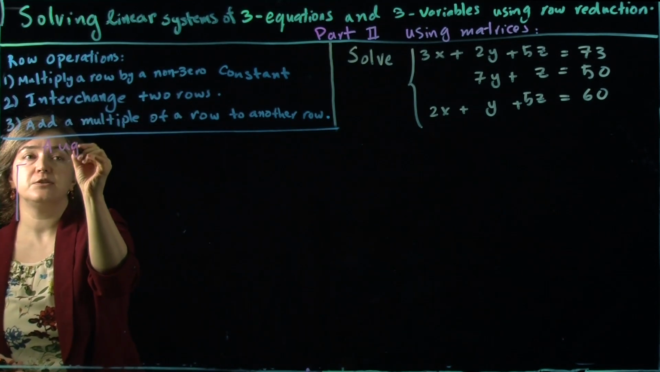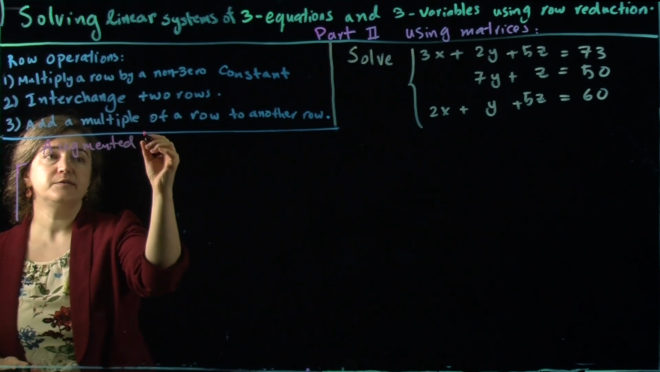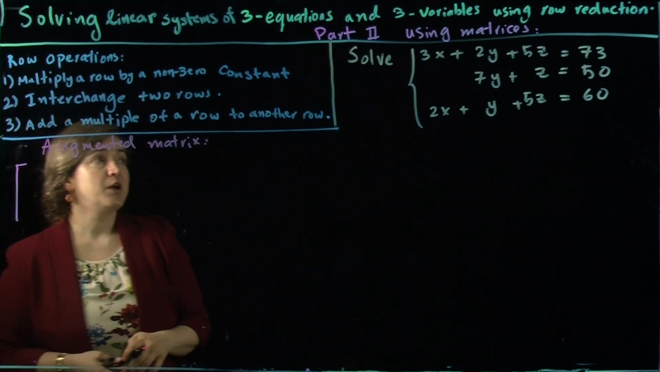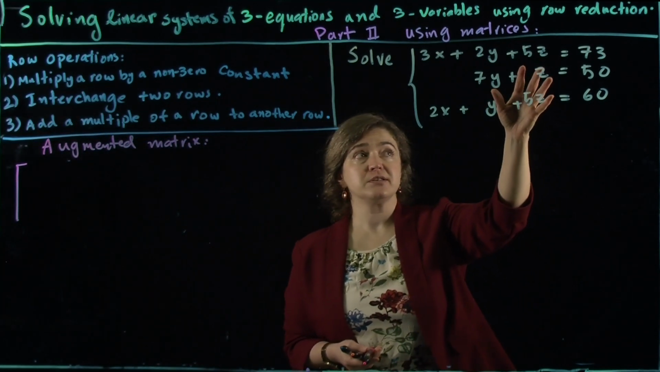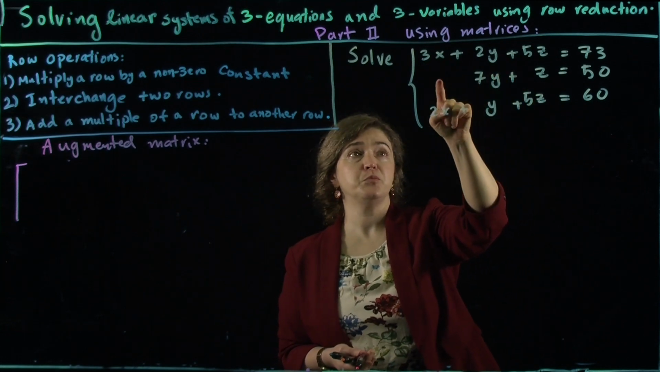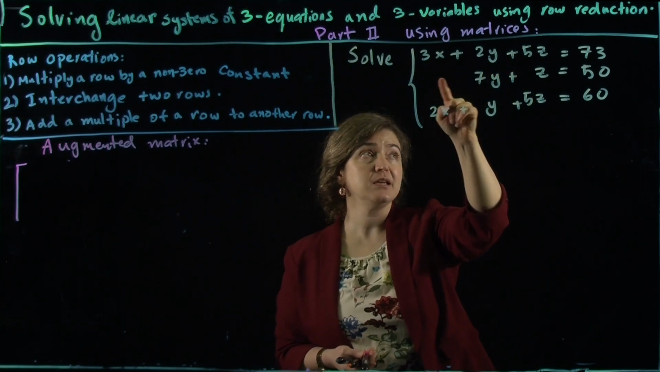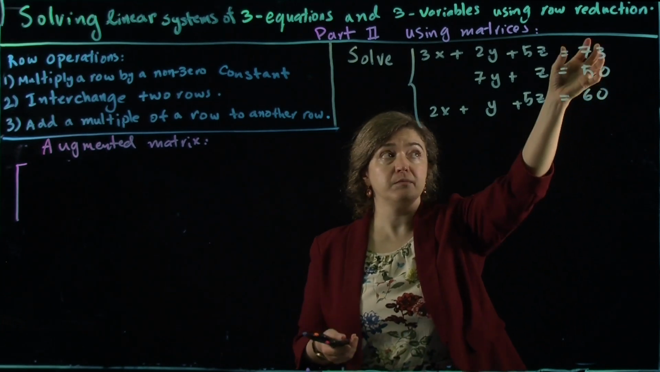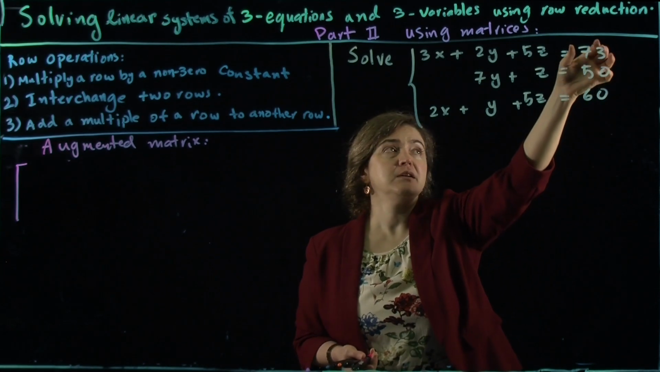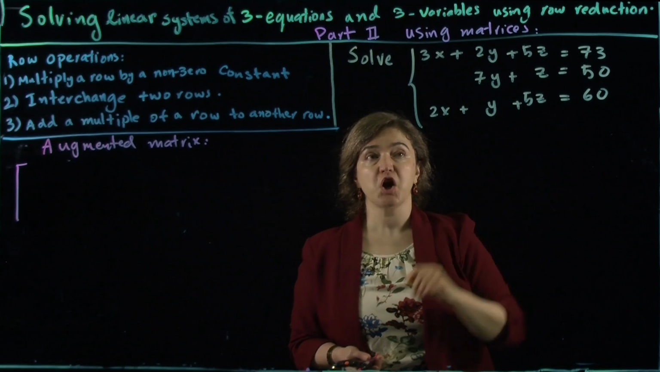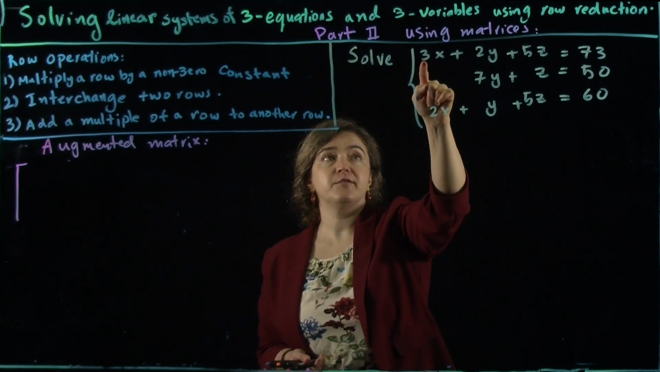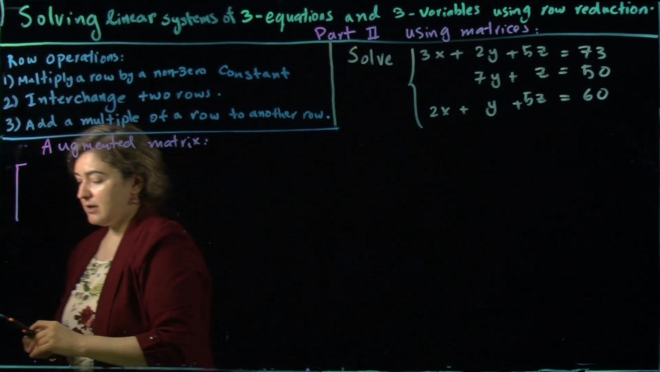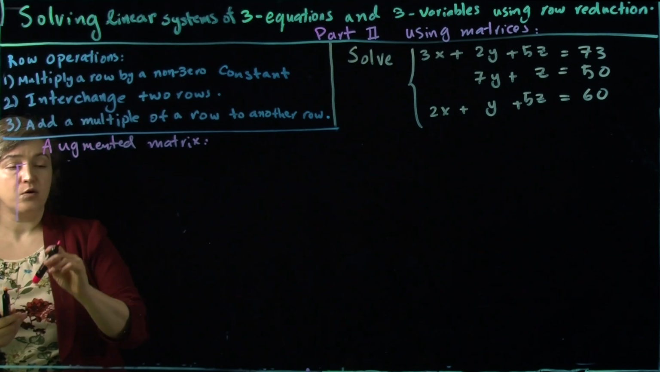What is an augmented matrix? The definition is in your notes, but an augmented matrix is the matrix of all the coefficients, where you put in 0 where a variable is missing, attached to the n by 1 matrix of the constants. So here, for example, the first row is going to be 3, 2, 5, and then 73. So let's write the matrix of the coefficients first.